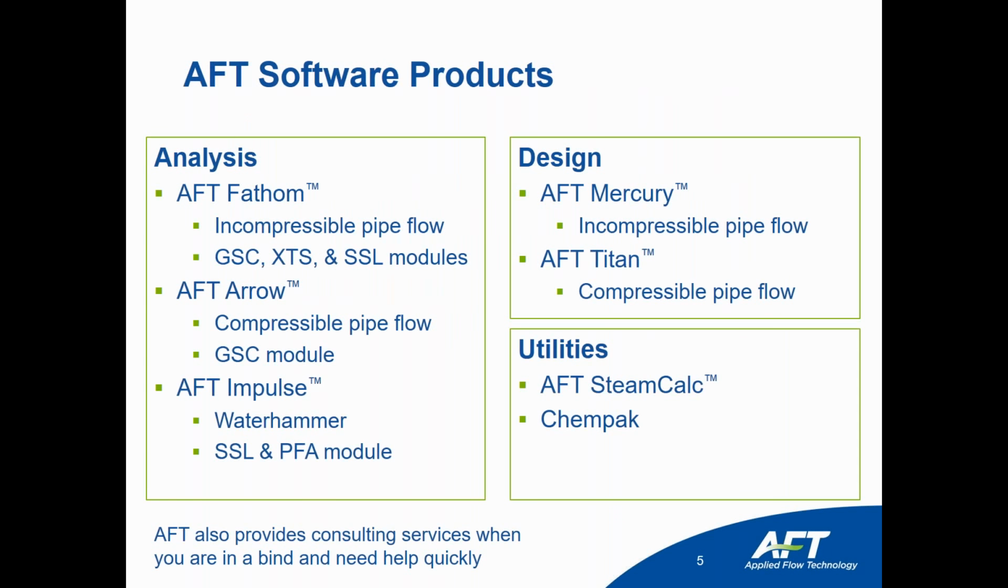And this is our suite of products that we offer. And so we have AFT Fathom, AFT Arrow, and AFT Impulse. I'm going to focus on AFT Arrow today. It models compressible flow for gas piping systems. We also have Fathom, which models incompressible flow for liquid piping systems. And then AFT Impulse models water hammer for liquid piping systems.